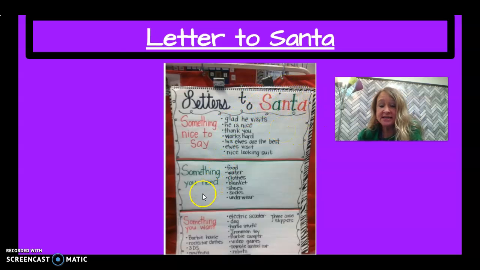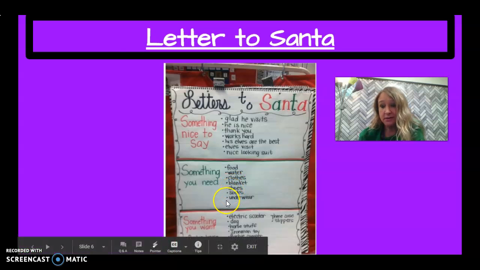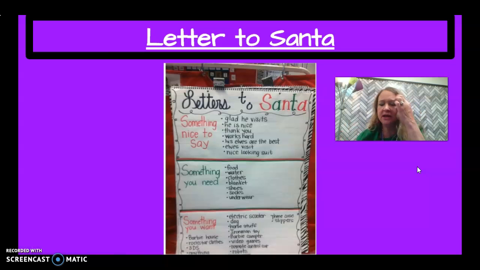Then your second sentence is going to be something that you need. Okay, so I need food. I need water. I need clothes, blanket, shoes, socks, underwear. Okay, so anything that you need, just think of something that you need to write a sentence about. And then your last sentence is going to be about something that you want. Okay, something that you don't need. It's just something that you want to have.